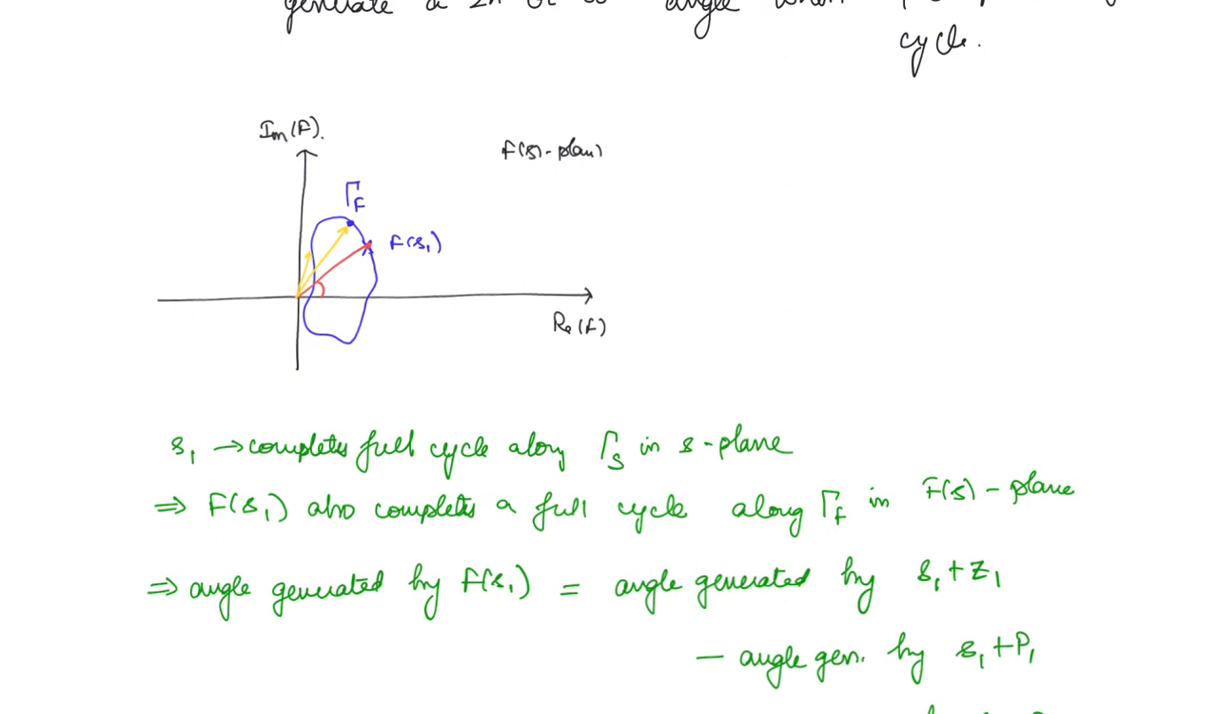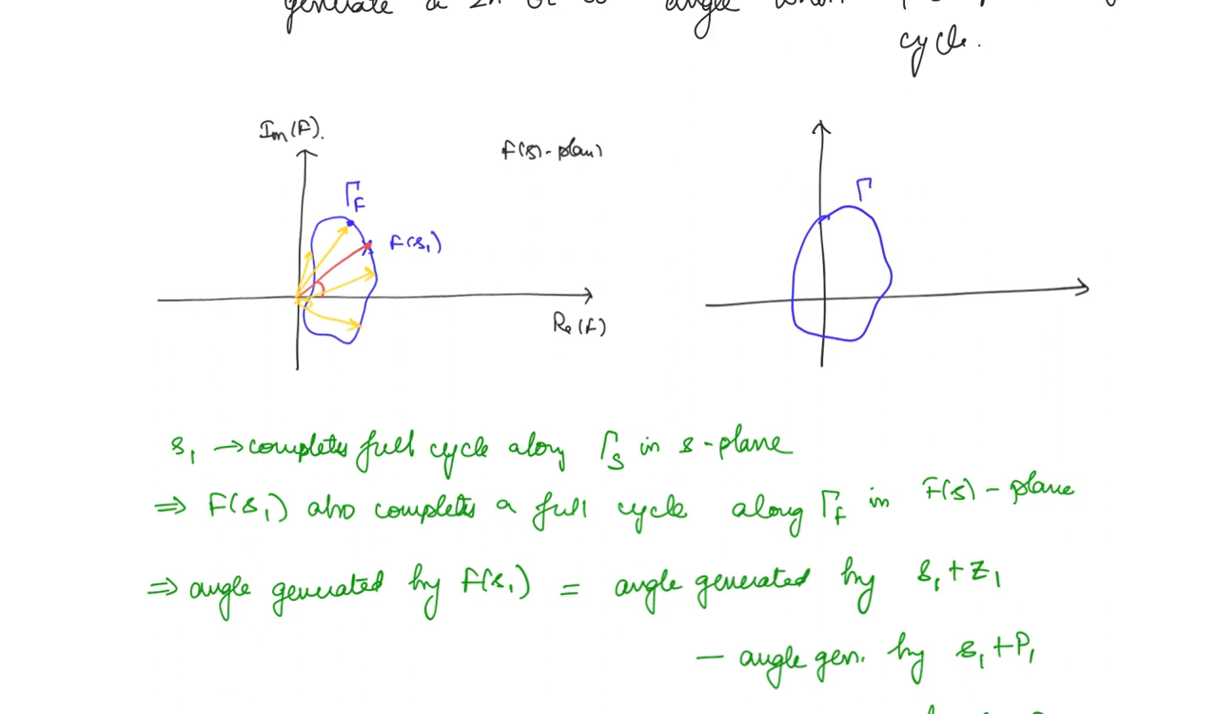Okay, so this vector will now change like this, but what will be the angle generated by this vector? It will be 0 if the origin is outside the vector. So that is why the origin should be inside. So you can draw something like this.